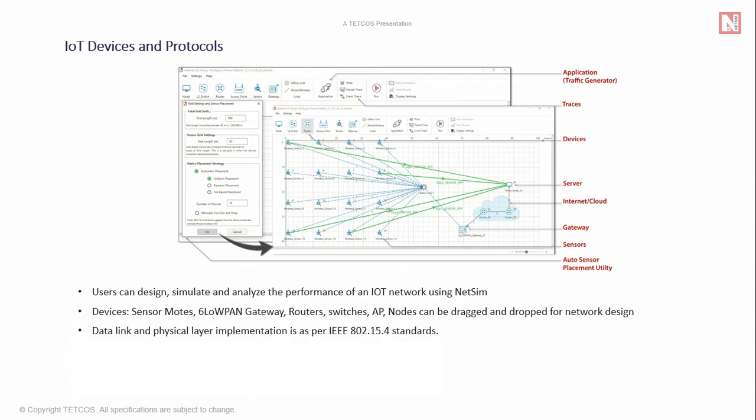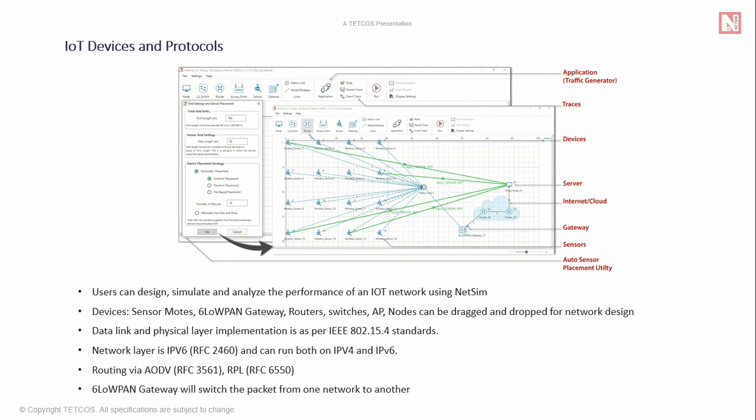The data link and physical layer implementations are as per IEEE 802.15.4 standard. In the network layer, we have support for both IPv4 and IPv6. Routing protocols such as AODV and RPL are available to choose from in the network layer. The 6LoWPAN gateway has a wireless interface to connect to the wireless sensor network and a wired interface for connecting to the access network. The gateway will switch packets from one network to another.